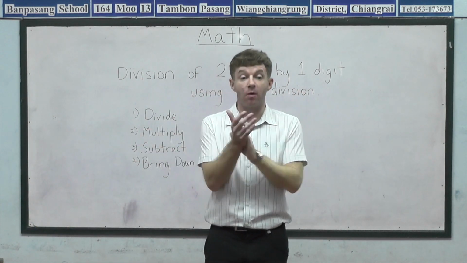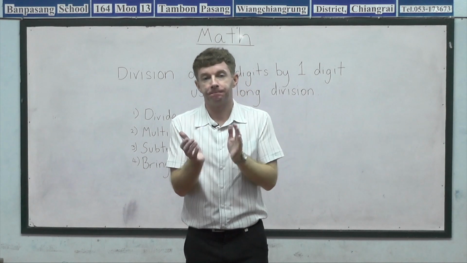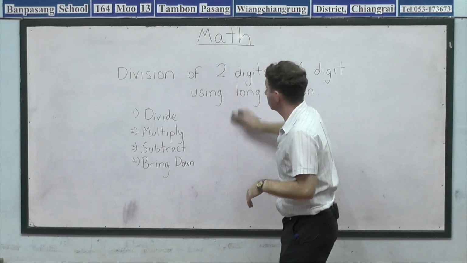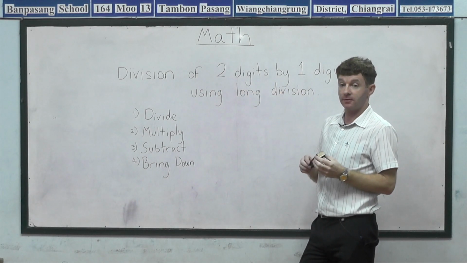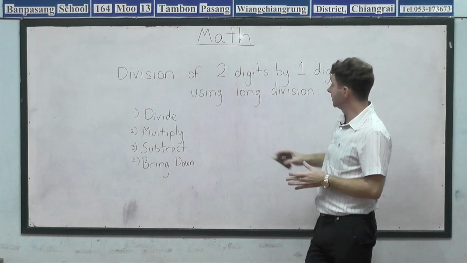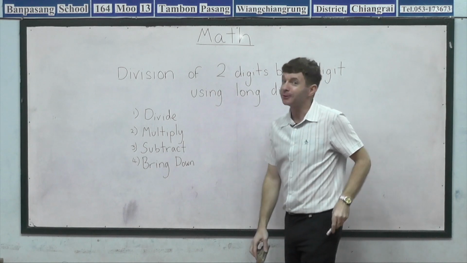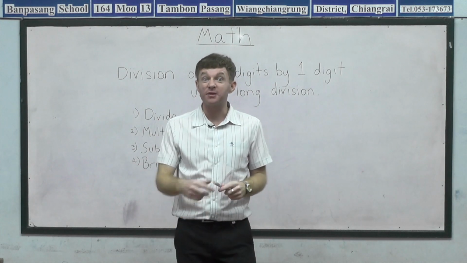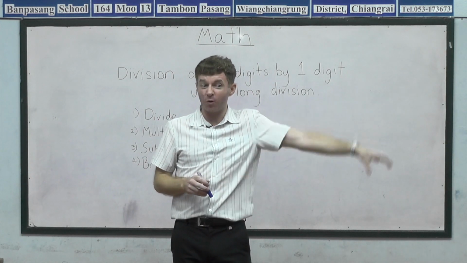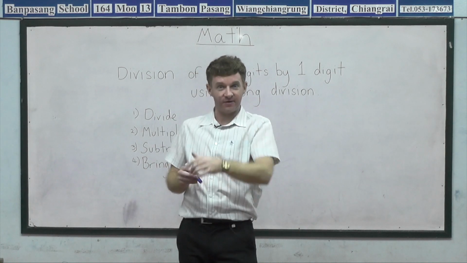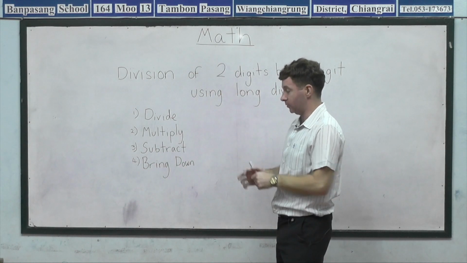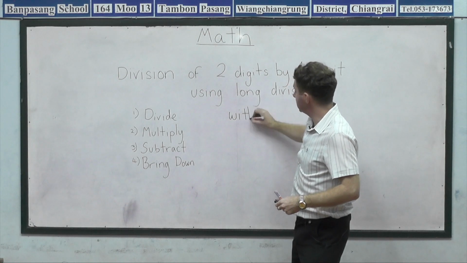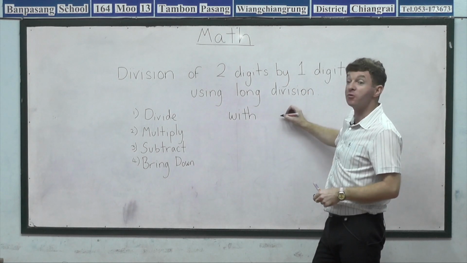And round of applause for everyone for remembering so well. And what we're going to do today, we're going to move on slightly because we're still going to do division of 2 digits by 1 digit using long division. But this time we're going to have something extra. We're going to have numbers left over at the end. Perfect. Using long division, let me use black again, with remainders.